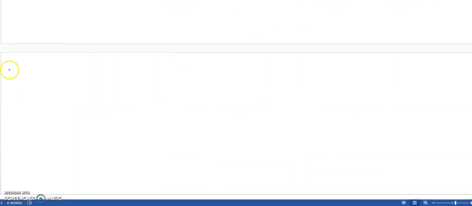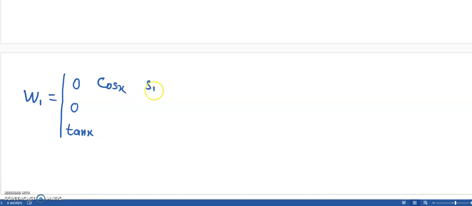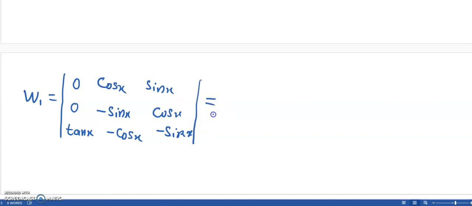So W1 is a 3 by 3 also. It will be 0 0 R of x, which is tangent of x. And now these are y2 and y3, which are cosine of x, sine of x, and then minus sine of x, same as before, minus cosine of x, and then cosine of x and minus sine of x. This determinant is also relatively easy, because in this first column there are two 0 terms, and then we can just focus on this part.